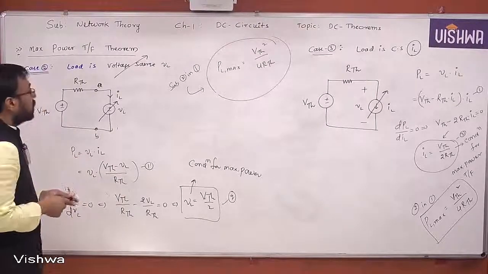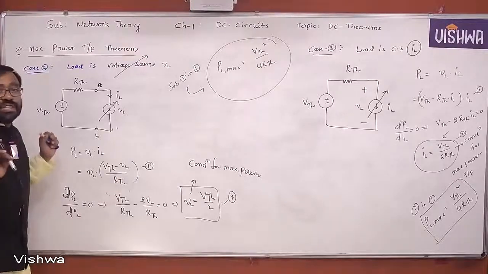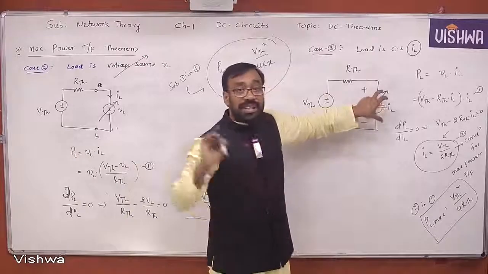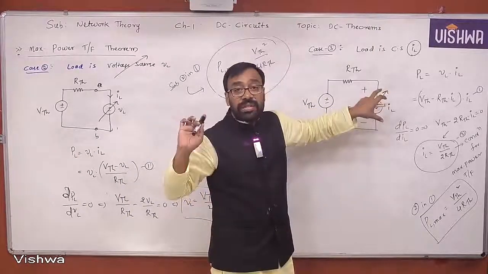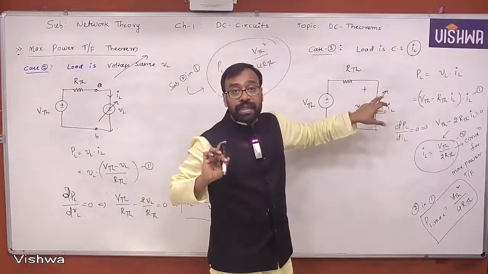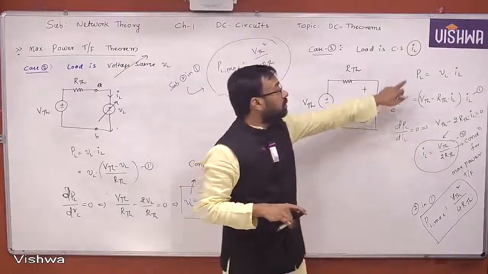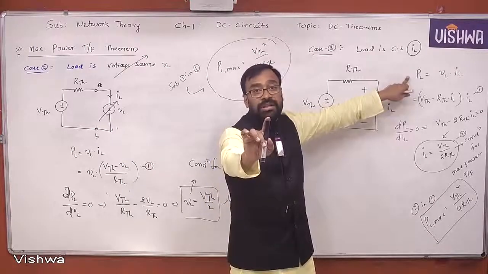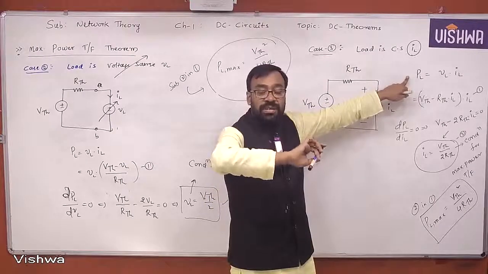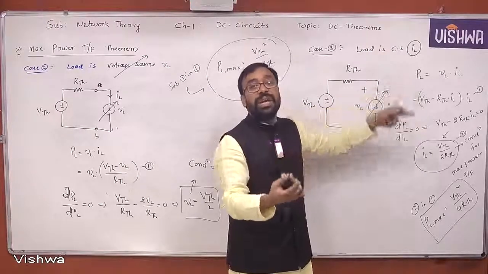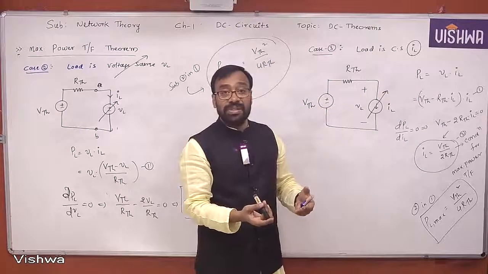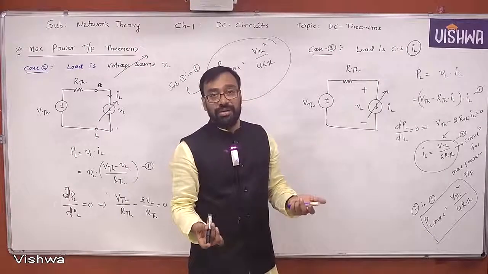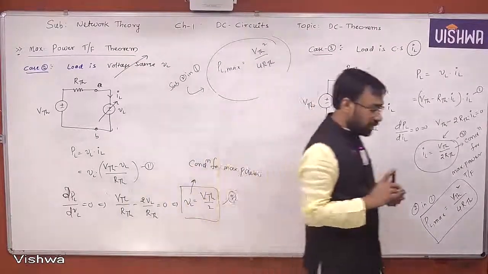So these are very important cases, and the same thing you are supposed to apply when a load other than resistor, voltage source, or current source is given. Then again you are supposed to start from the beginning. Express power in terms of only one variable, differentiate that power and make it 0, then you get a condition. That is nothing but the condition for maximum power transfer. Substitute that in the power formula, you get the PL max value. That's it. Okay, please note this.